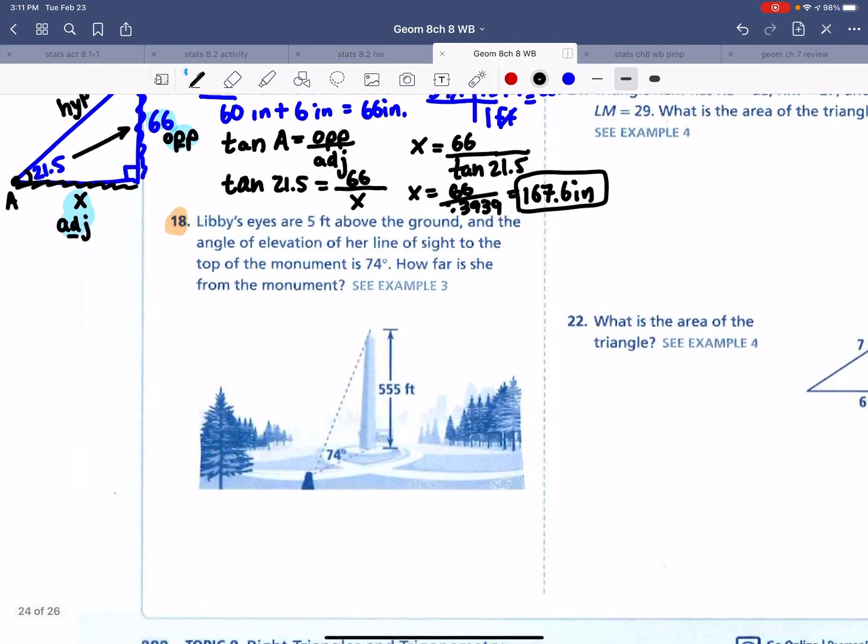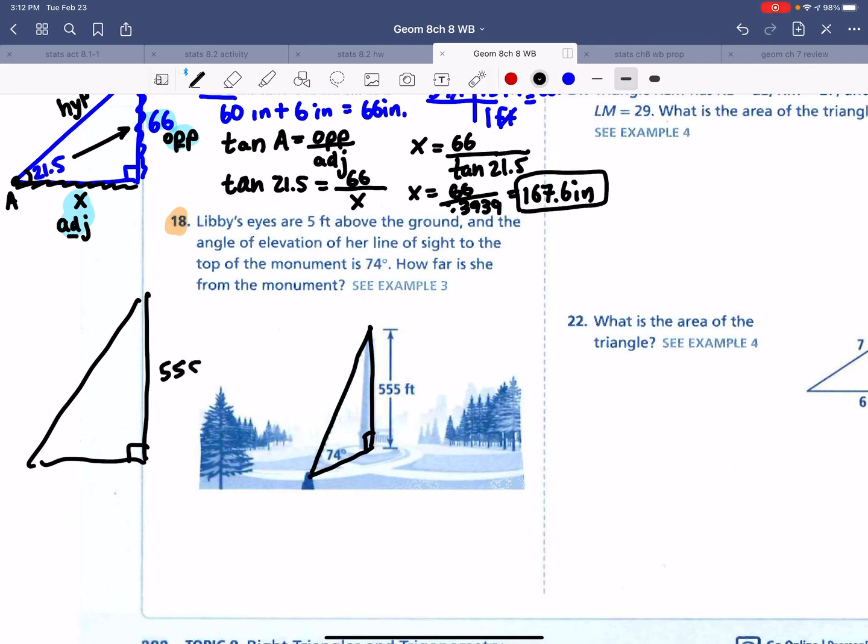All right, last question. We have a right triangle. The tower hopefully makes a right angle from the ground. It doesn't look like a right angle because we're trying to make it look 3D. The height of the tower is 555 feet, and the angle from the ground is 74. Her eyes are also 5 feet off the ground. Sneaky, sneaky.